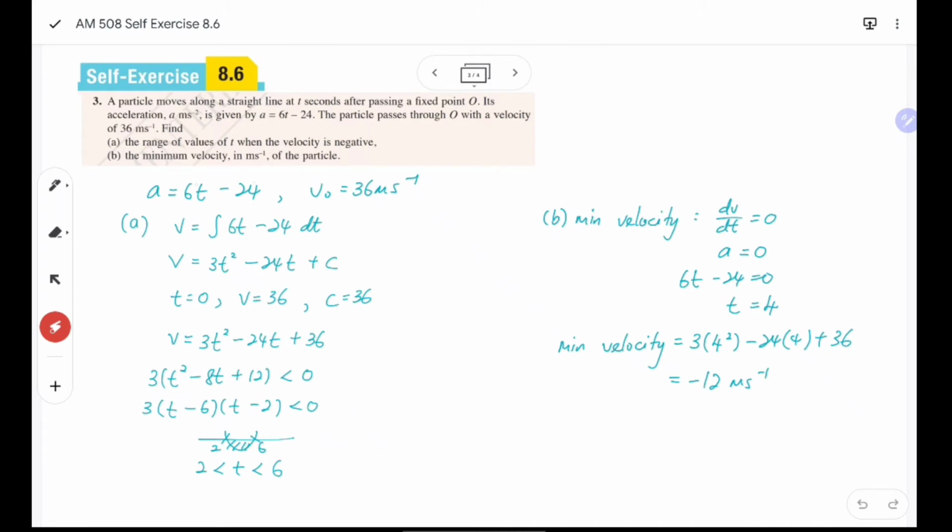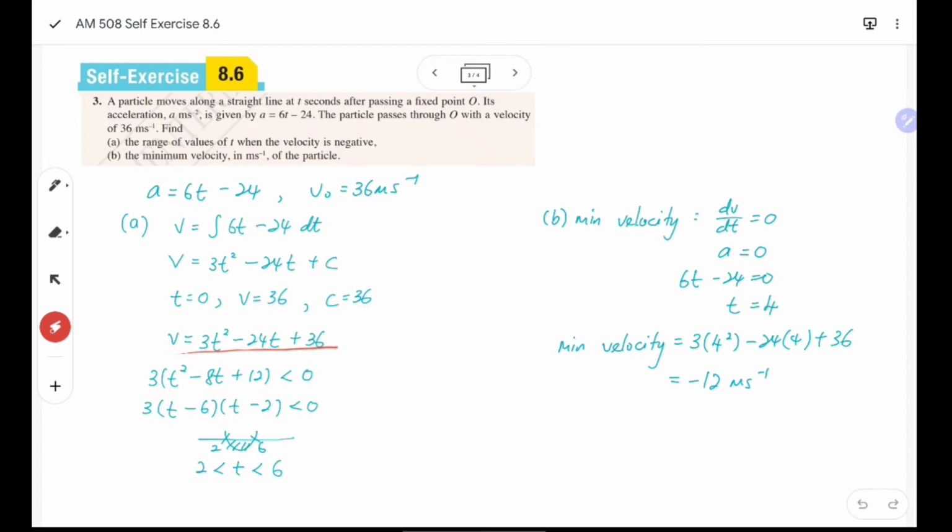So the velocity is negative, but we are given the function of acceleration. So we need to get the function of velocity. By integrating the acceleration, we will get v equals to 3t squared minus 24t plus c. And the particle passes through point O with velocity of 36 meter per second, which means that when t equals to 0, we get v equals to 36. So when we sub in the 36 and 0, we get c equals to 36.